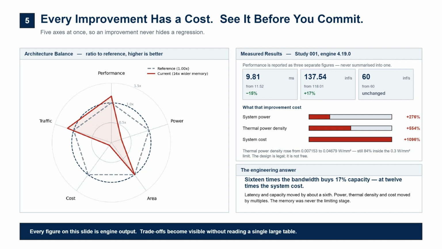System power increases by 276%. Thermal power density increases by 554%, and system cost increases by more than 1,000%. The design still meets its thermal constraint, but the improvement comes with substantial power and cost trade-offs. 16 times the memory bandwidth provides about 17% more pipeline capacity at roughly 12 times the system cost. That is the reality of system bottlenecks, and that is the kind of trade-off an architecture review needs to expose.